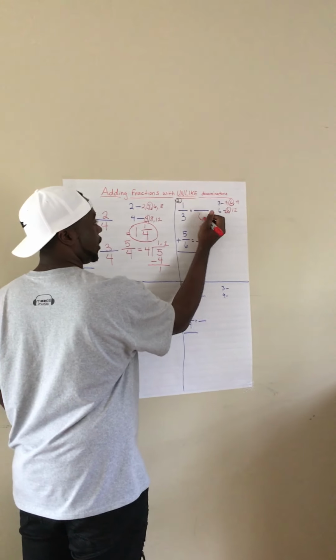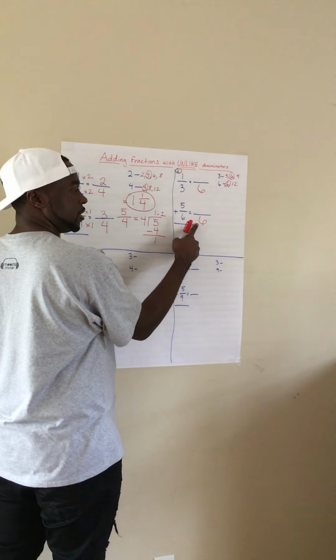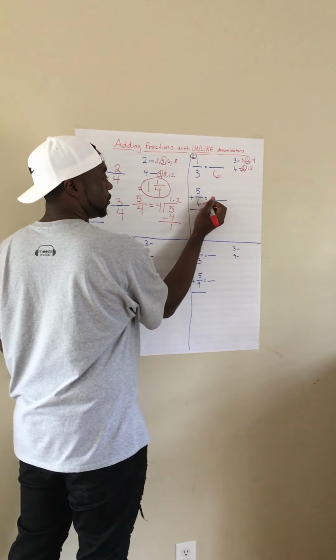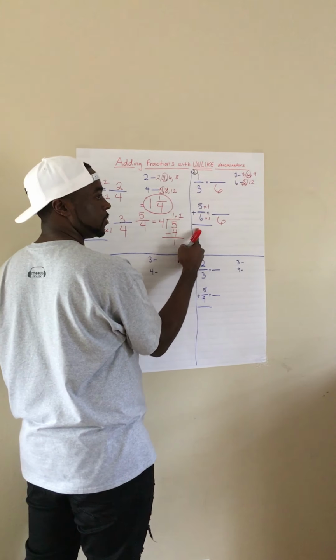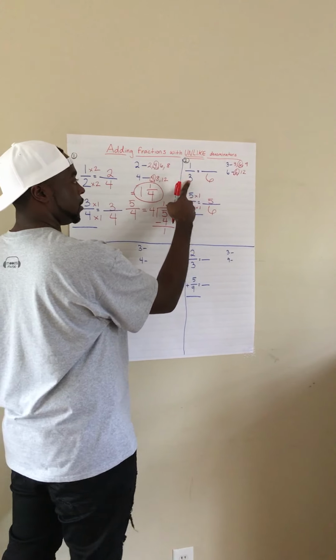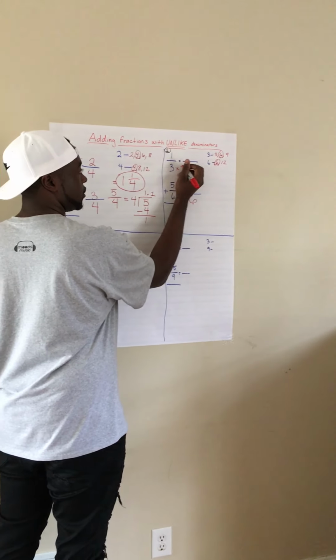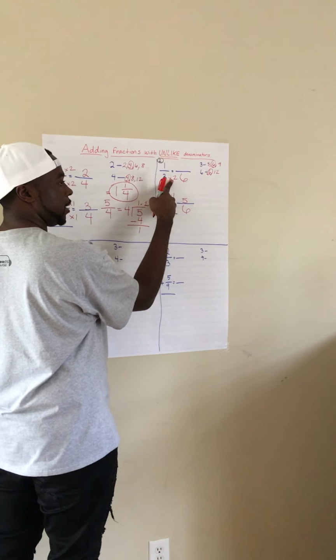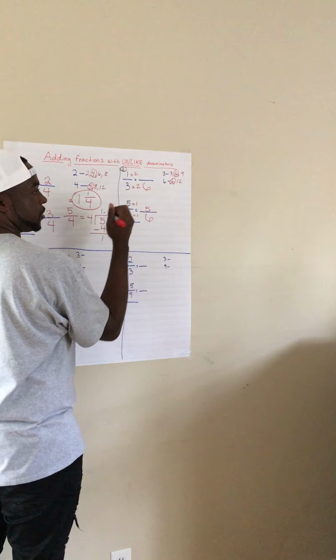So I'll make 6 down here and 6 right here. 6 times what number gives you 6? 1. So what I do to the bottom, I'm going to do to the top. 5 times 1 equals what? 5. Now I'm going to do up here. 3 times what number gives you 6? 3 times 2 equals 6. So what I do to the bottom, I'm going to do to the top. 1 times 2 equals 2.